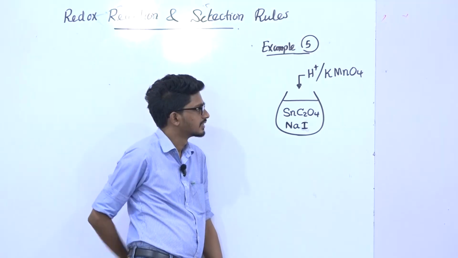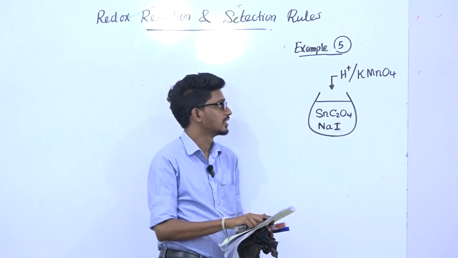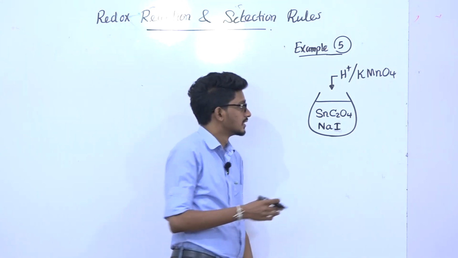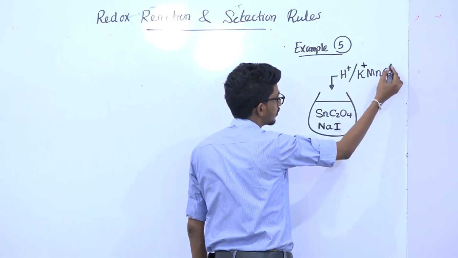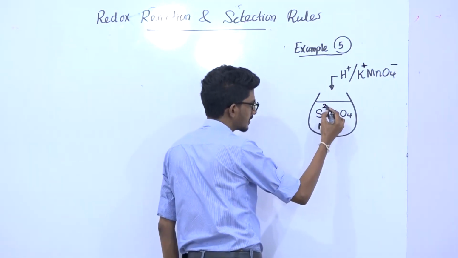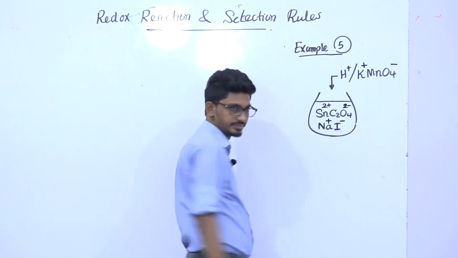See how we are supposed to come up with the reactions here. So first of all, just come up with the ions there, right? So K plus is there, MnO4 minus is there, Sn2+ is there, oxalate C2O4 2- is there, Na plus, I minus is there.